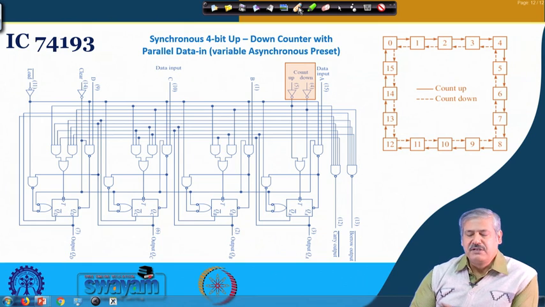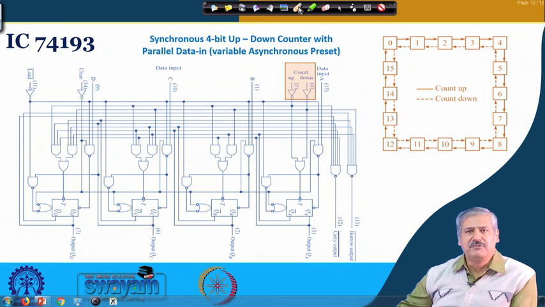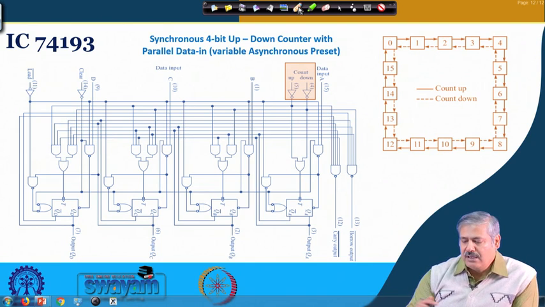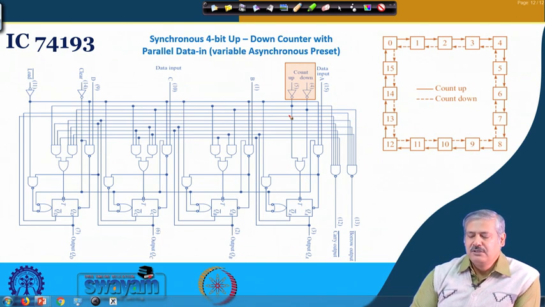IC 74193 interestingly has various features. First of all, it is a synchronous 4-bit up-down counter. So it can count both in the up direction, that means 0 1 2 3 4, and also in the down direction, that means 15 14 13 12 etc. Okay. And for this you have 2 clock inputs, right. So when one of them is active, the other one should be inactive.